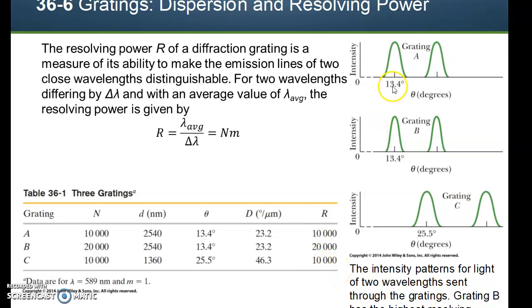So here, for grating A, you have pretty decent separation. Here you've got even better separation. The resolving power is much greater because these lines are narrower. These are broader, right? It's numerically as good as this one, but not as sharp as this one.